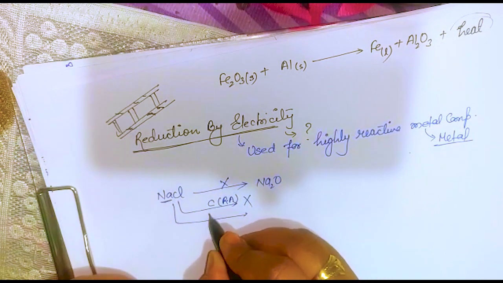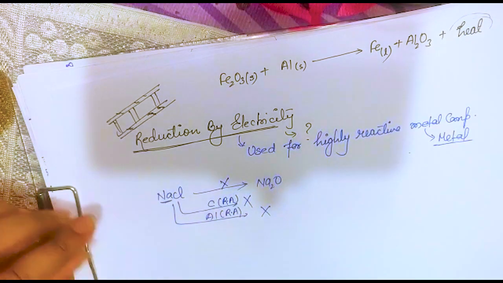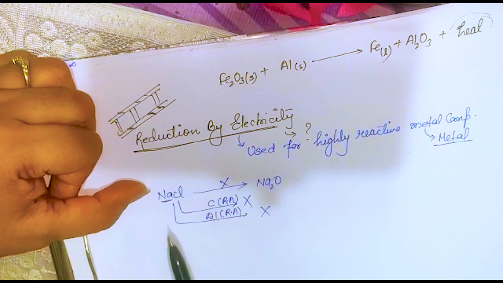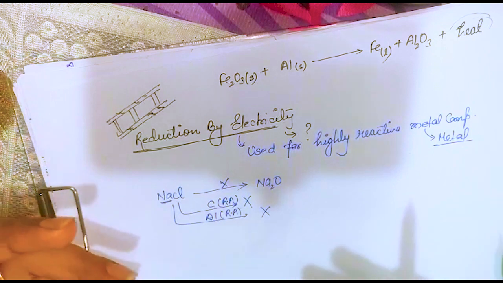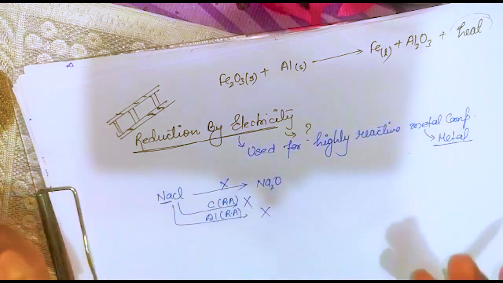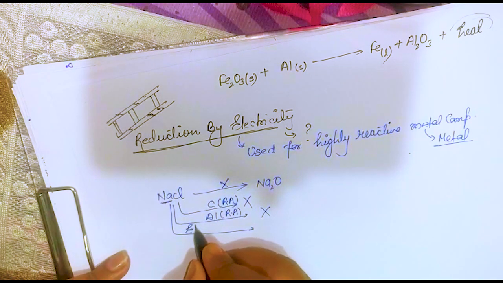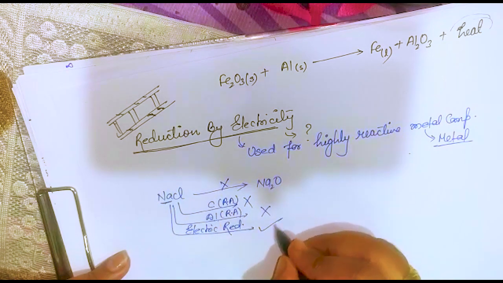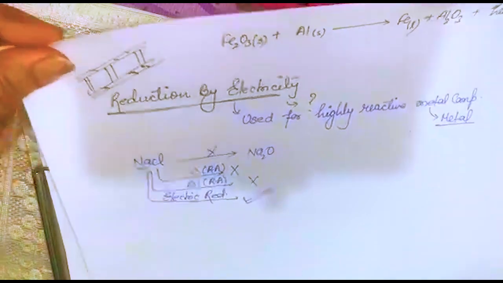The third method is using aluminium as a reducing agent. This is also not possible. Why? Because sodium is more reactive than aluminium. So aluminium is not able to break the bond between Na and Cl. Are you getting it? So what are we left with? We are left with the fourth process, that is electric reduction. This is possible in this case, and let me start with how it is done.